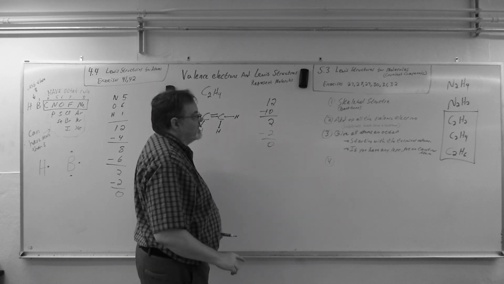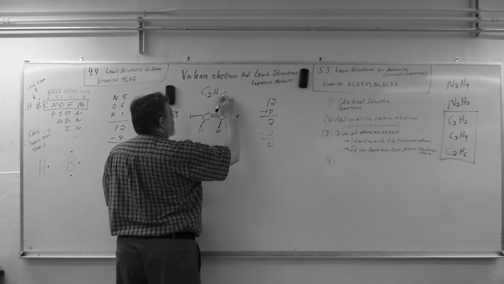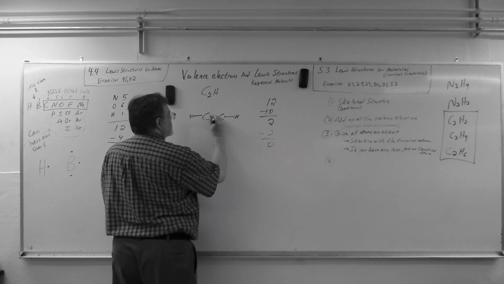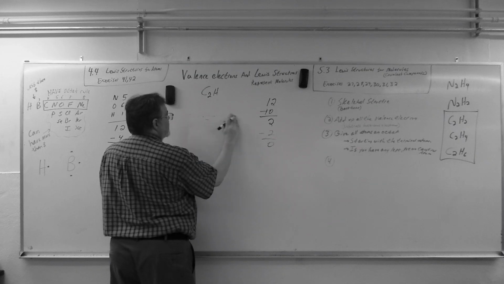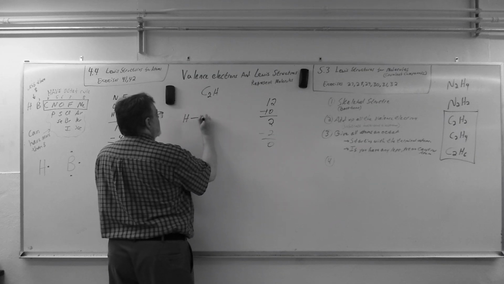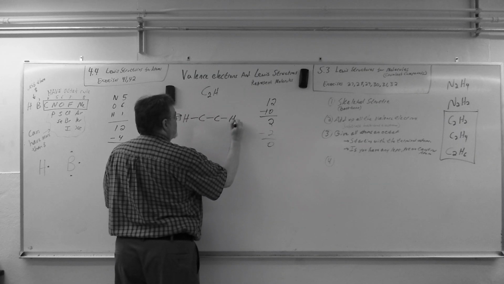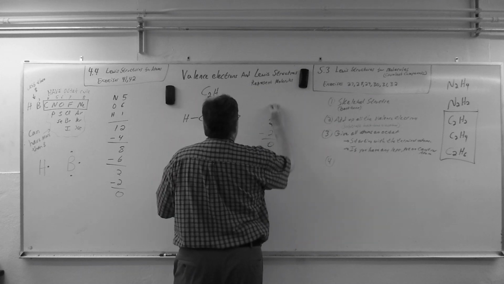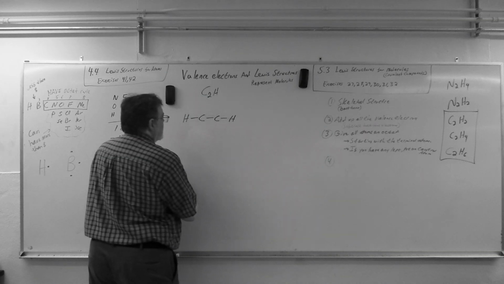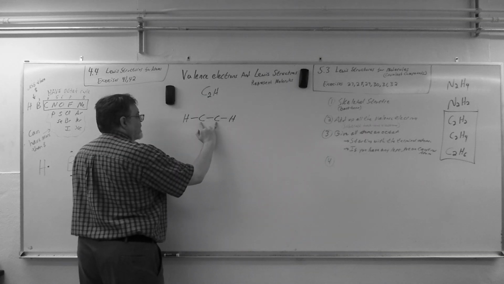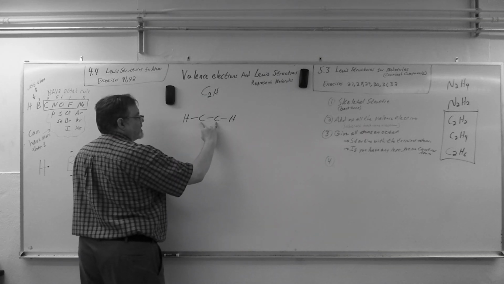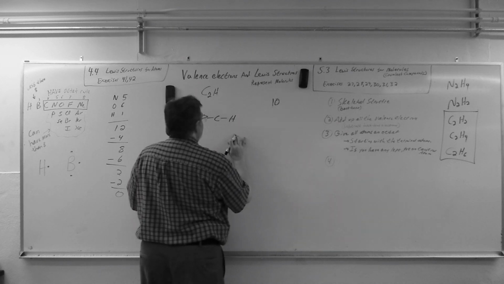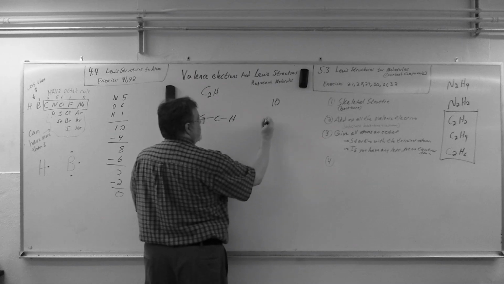And then C2H2. We would start with a backbone structure like this. Clean that up some. Carbons in the middle, hydrogens radiating out from the middle. And this time, 4 from carbon, 4 from carbon. We've got 8 valence electrons, 9, 10. So now I've got 10 valence electrons, 2, 4, 6 to make the backbone.